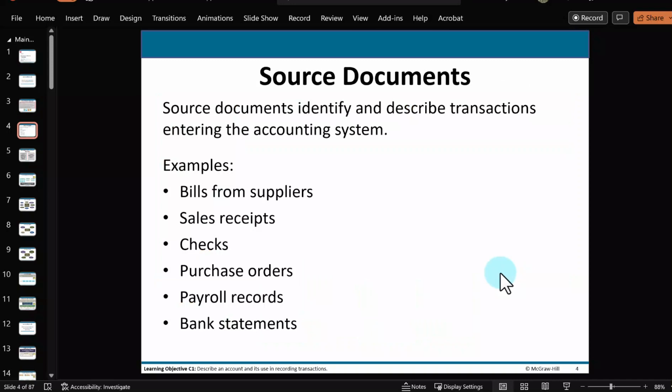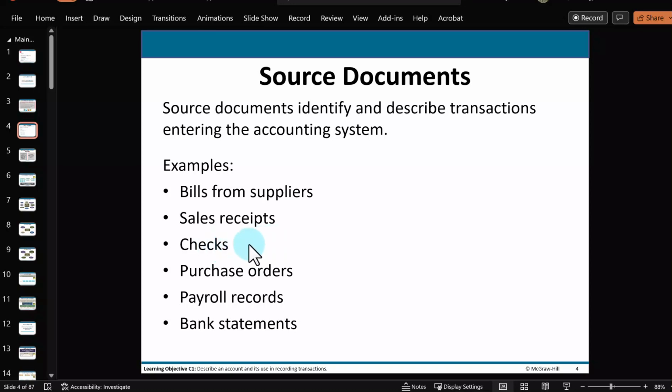So here's some examples of that first step to get those source documents. For example, if we bought something from a supplier or vendor, we're going to get a bill. That bill will help us now determine how to record, how to journalize that transaction in the general journal. Or if we sell something to a customer, we're going to give that customer a sales receipt. But that receipt itself is now a source document we're going to use to record that sale. And now, if our customer is a business, that receipt we give them would be a bill that they would use to record their transaction in their records.